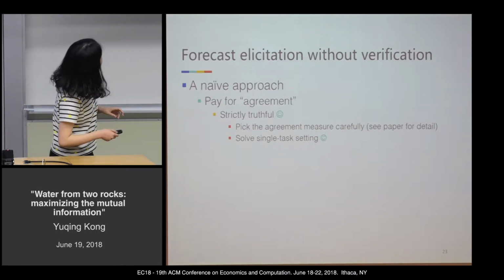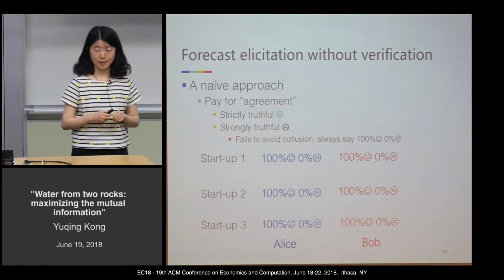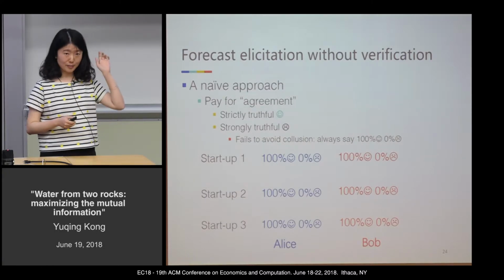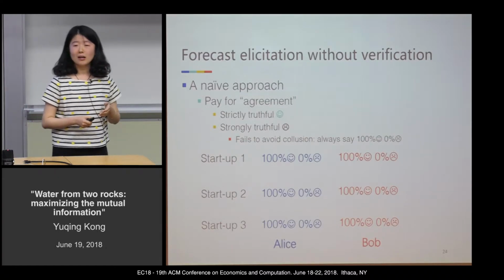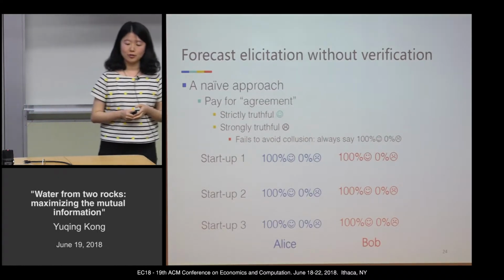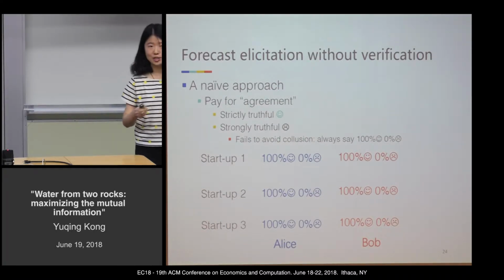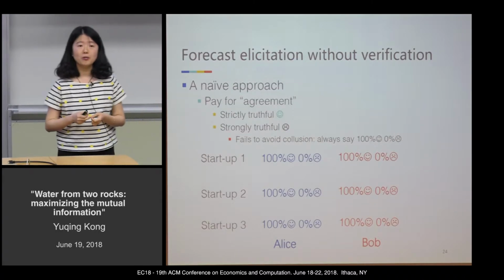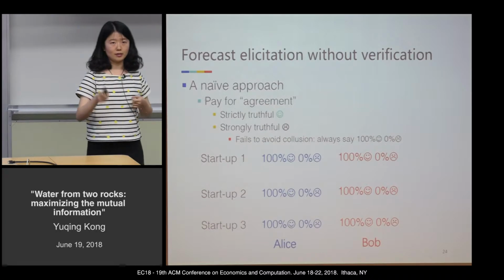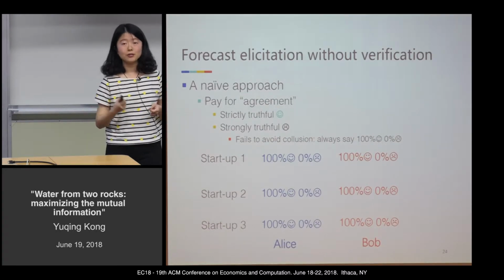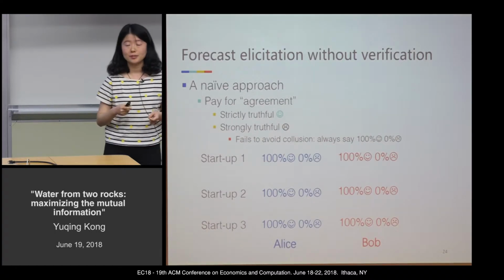But this will not work if we want to achieve a much better property called strongly truthful, which means that truth-telling is the best strategy profile. Why? Because if we only pay people according to the number of agreements, then they can just ignore their private information and always report 100% succeed, 0% fail. In this case, they do not report any useful information, but they can achieve the maximum amount of agreements and also the maximum amount of payment.